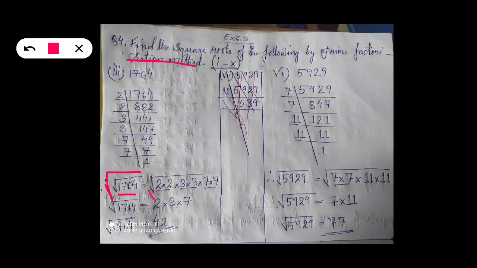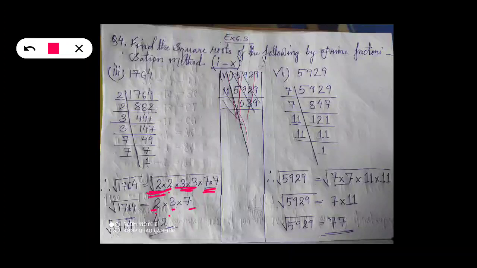1764 equals the square root of what we got in the LCM; you write all the numbers: 2, 2, 3, 3, 7, 7 are written here. After writing that, to take out the square root, the numbers which are in a pair, you have to write only one. 2 is in a pair, you write one 2; 3 in a pair, you write one 3; 7 in a pair, one 7.